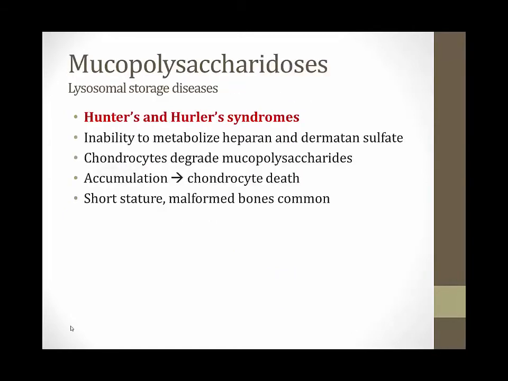In the biochemistry section in the video on the lysosomal storage diseases, I talk about a group of disorders called mucopolysaccharidoses. These are disorders like Hunter's syndrome and Hurler's syndrome, where children have an enzyme deficiency and they cannot metabolize mucopolysaccharides like heparan and dermatan sulfate. The reason I'm mentioning this here is because chondrocytes are cells that degrade lots of mucopolysaccharides. So in children born with one of these disorders, the mucopolysaccharides accumulate in the chondrocytes and the chondrocytes die. So as you can imagine, this leads to similar problems to achondroplasia, problems at the growth plate and with growth of long bones, and short stature and malformed bones are common in these disorders.